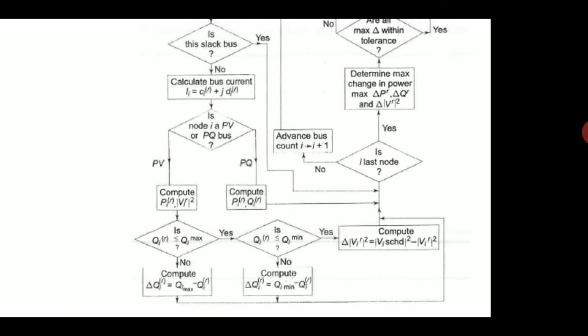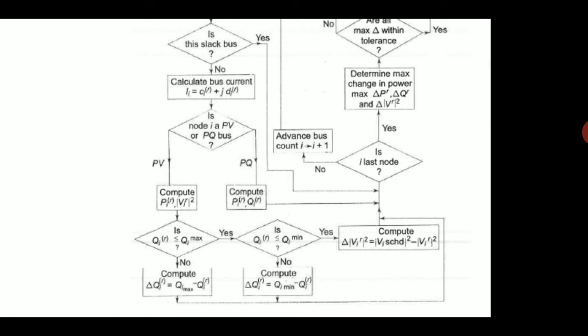Now if it is not a slack bus, we calculate the bus current. Then we check whether it is a PV bus or a PQ bus. If it is a PQ bus, we go into a different path. If it's a PV bus, we compute P and V. If it's a PQ bus, we compute P and Q. When it is a PV bus, we have to check whether the Q is within certain limits. If the Q goes out of limit, then we have to put Q min or Q max accordingly. Then we start the computation.